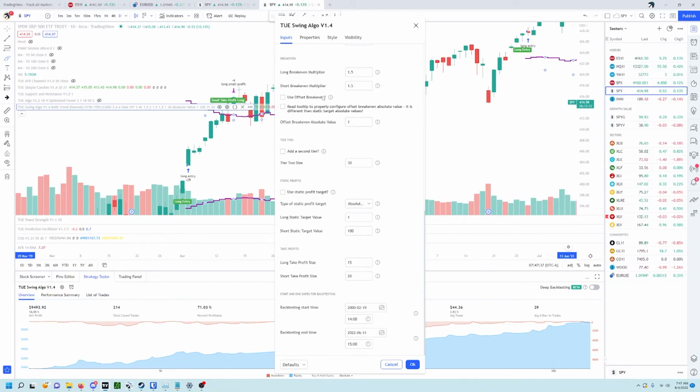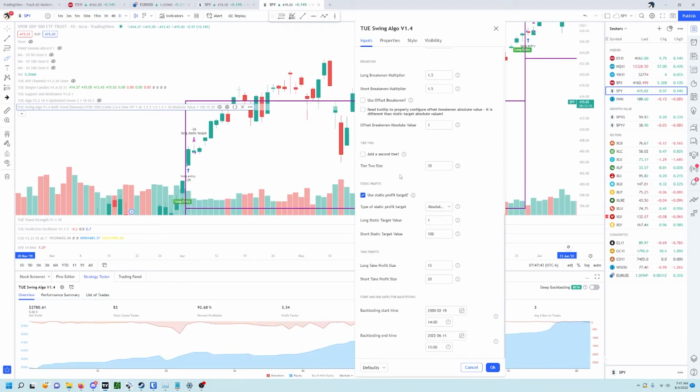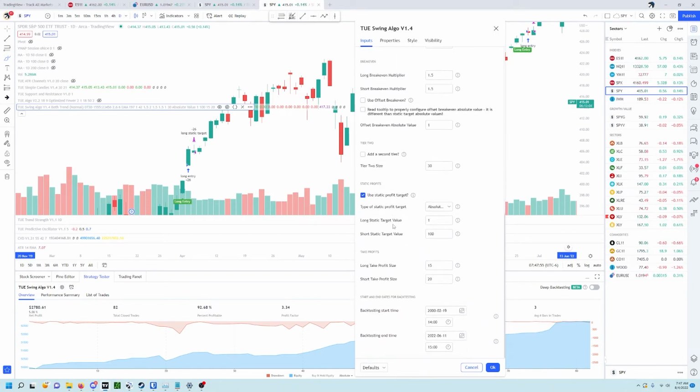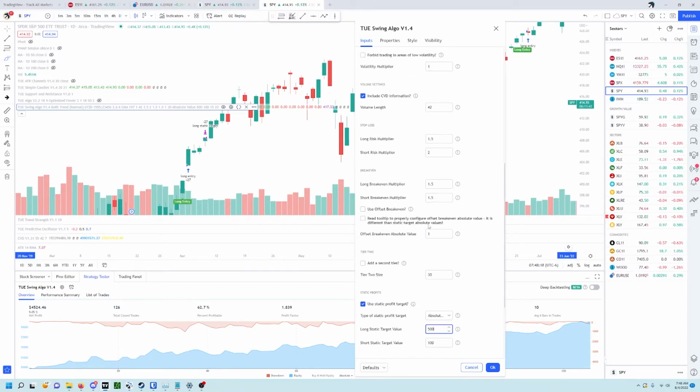Okay, so we have the static profit target here. We talked a little bit about it earlier. We'll look at it again. Use static profit target. Okay, so we'll turn that on, and it's going to kind of mess up your lines here. We can turn those off. All right, so we have use static profit target, absolute value, long static profit target of, we'll put $5 in here. Okay, and again, this has tooltips. It's important to note that the static target value is programmed differently than the break-even value.